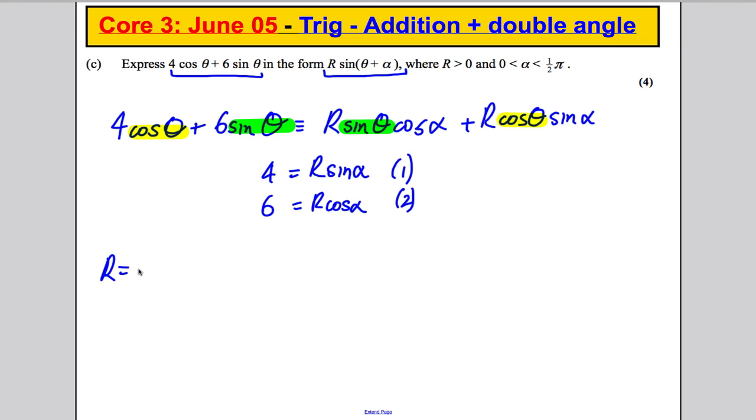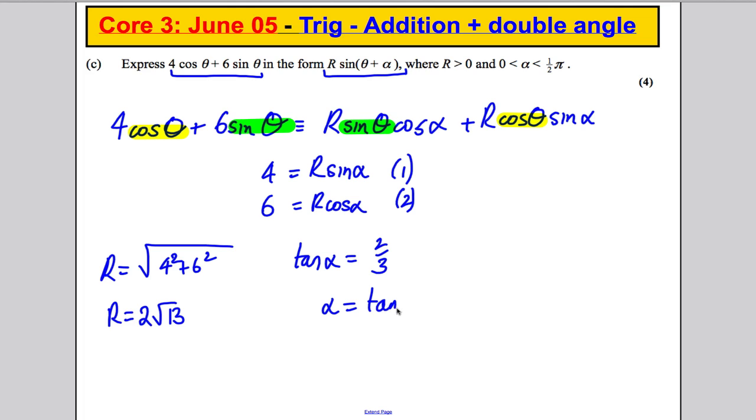Therefore r, as it always is, is the square root of this number squared plus this number squared, 4 squared plus 6 squared. So if you work that out, it's the square root of 52, which is 2 root 13. So r is 2 square root of 13. And dividing equation 1 by equation 2, you get tan alpha is equal to 4 over 6, which is 2/3. So alpha is the inverse tan of 2/3, which is 33.7.